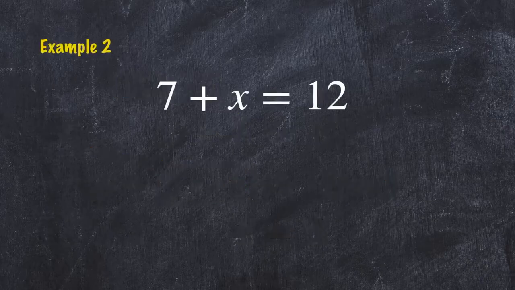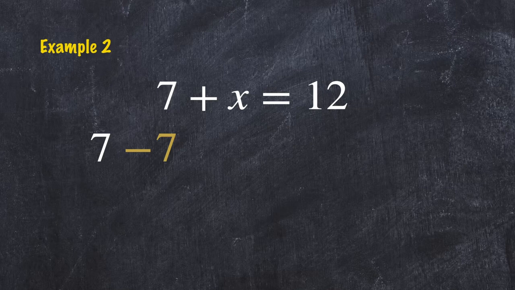Another example. 7 plus x is equal to 12. Remember, we are trying to get rid of the number that is added to x on one side of the equal sign. So I look for the zero pair of 7, and that is negative 7.